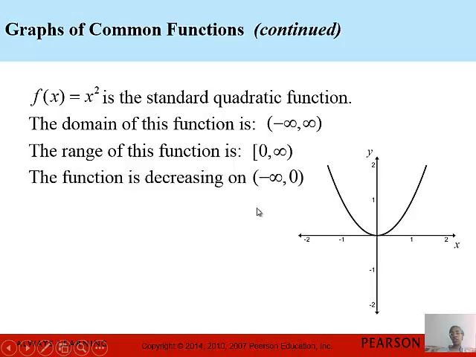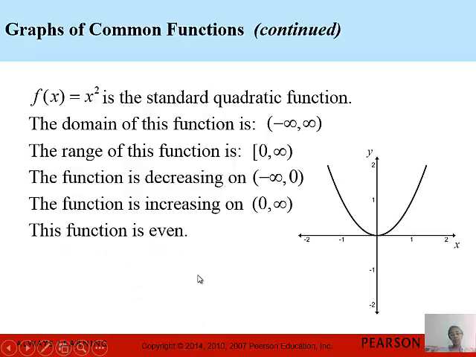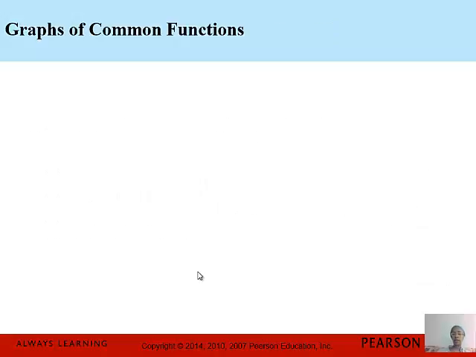The function is decreasing when x is smaller than 0. So here, as you move from left to right, the function is going downhill. And the function is increasing for x's that are bigger than 0. So as x is bigger than 0, the function is going uphill. The function is even. So you have symmetry with respect to the y-axis.